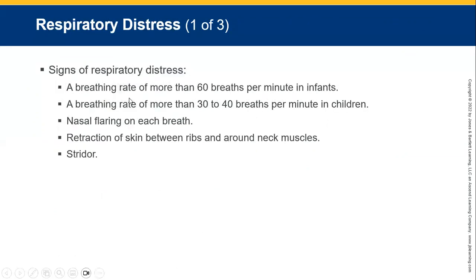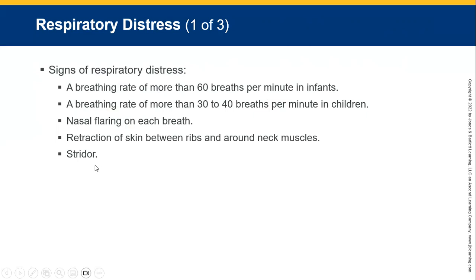Respiratory distress. Signs of respiratory distress: a breathing rate of more than 60 breaths per minute in an infant, or a breathing rate of more than 30 to 40 breaths per minute in a child. Nasal flaring in each, and retraction of the skin between the ribs and around the neck muscles, or stridor.